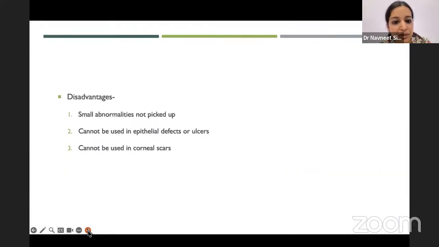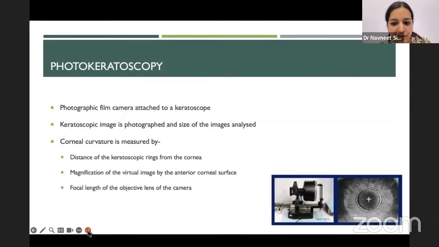So disadvantages of a Placido disc are that small abnormalities cannot be picked up, it cannot be used in epithelial defects or ulcers, and cannot be used in corneal scars since the surfaces won't reflect the rings.